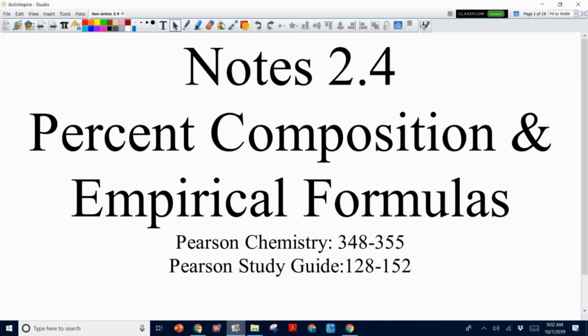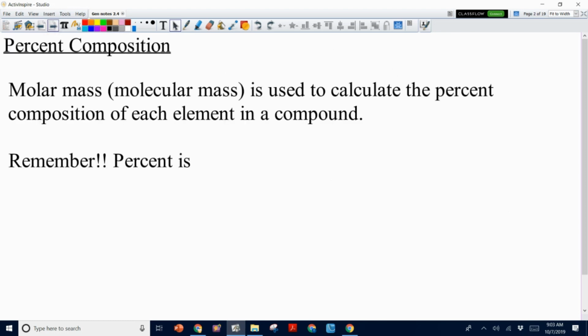Okay, welcome back. This is Notes 2.4. And on this, we're going to be talking about percent composition and empirical formulas. This is going to be in your textbook, pages 348 to 355, and then in your study guide, 128 through 152. All right, so first, percent composition.